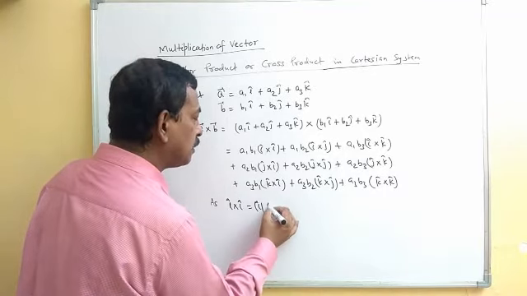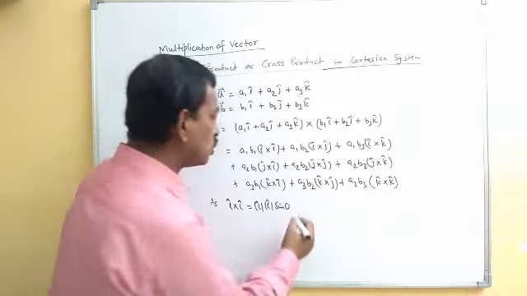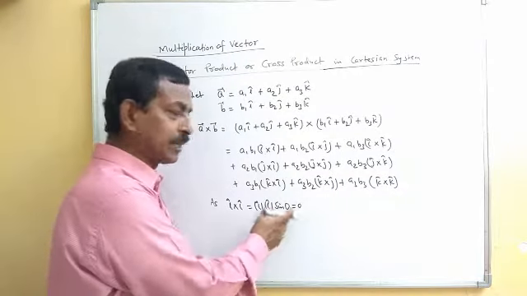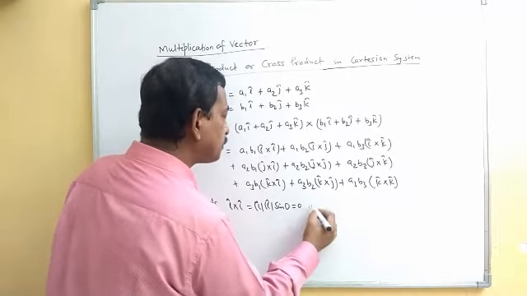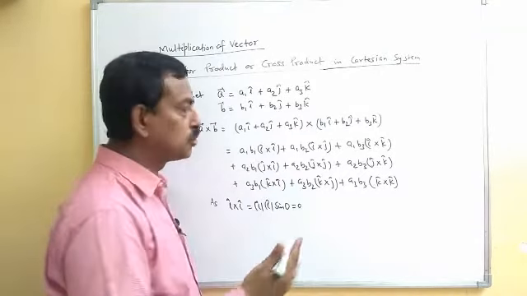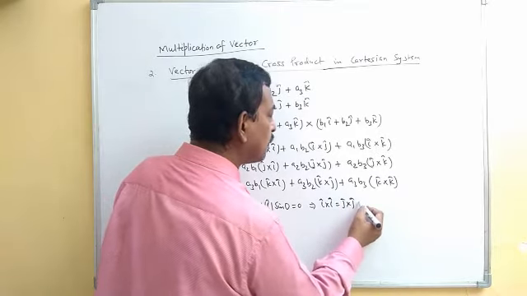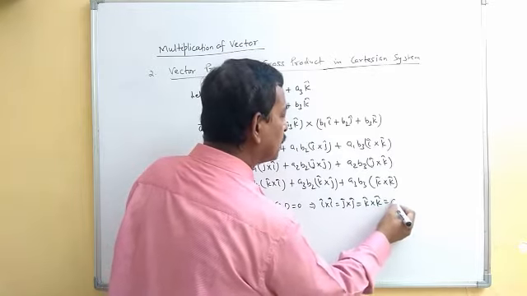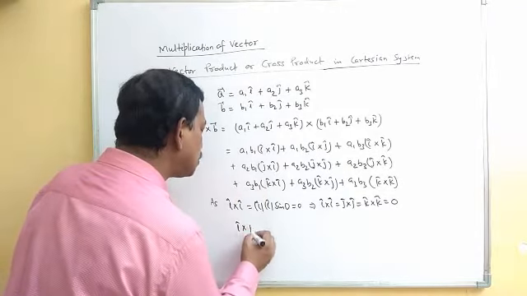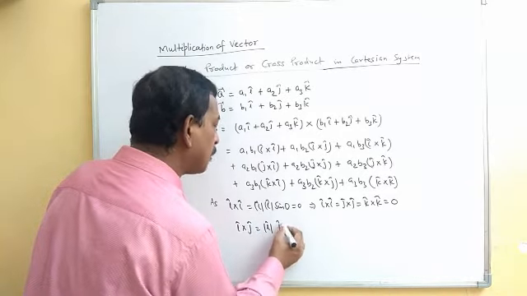Now, if you consider i cross i, this will be magnitude of i, magnitude of i, and sine of the angle between them. So it is 0 degree, so this will be 0. So i cross i will give you 0. Of course, it will be 0 vector there. Similarly, j cross j, if you take, that will also be 0. k cross k, if you take, that is also 0. So this gives you that i cross i, j cross j, k cross k, all are 0, or the 0 vector. But if I take, suppose, i cross j, then this one will be magnitude of i, magnitude of j.